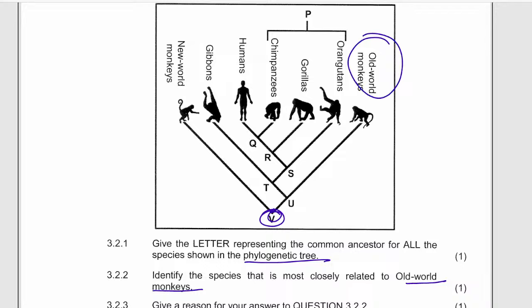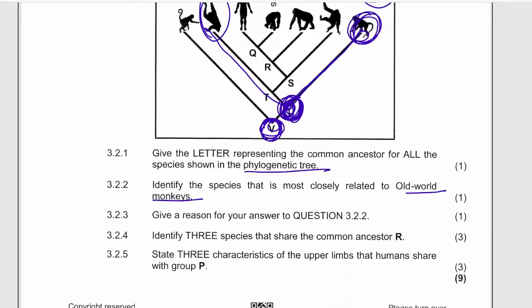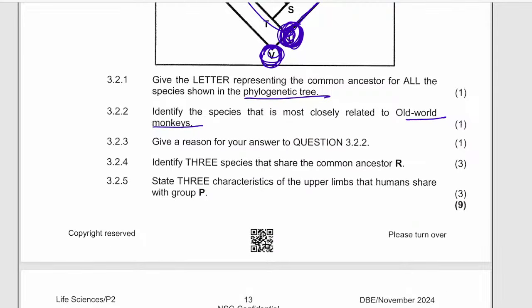If you look at it, you have this and you have this. You understand? So this is an ancestor of the old monkey. If you go back, you'll find out that the most recent common ancestor is this, meaning that this monkey shared the most recent common ancestor with this gibbon, meaning that this and this are most closely related. So the answer becomes the gibbons.